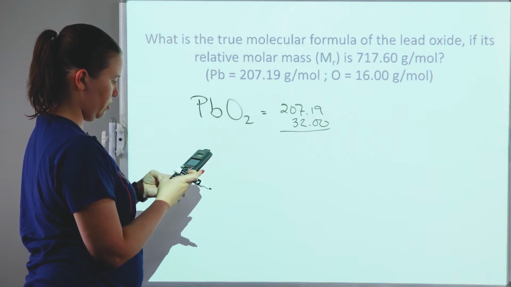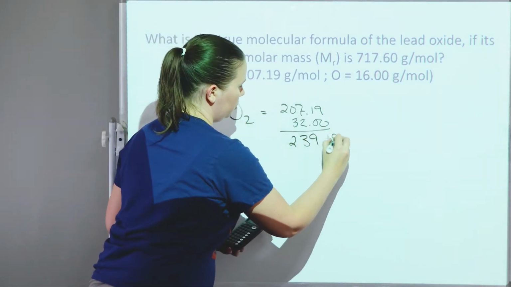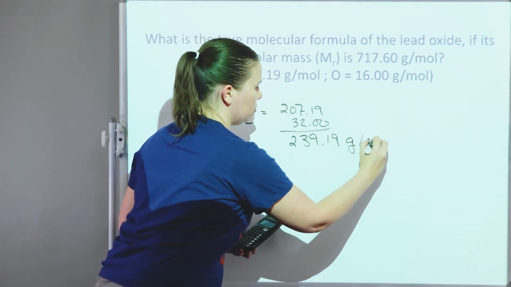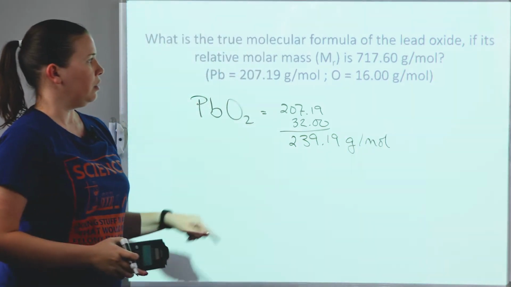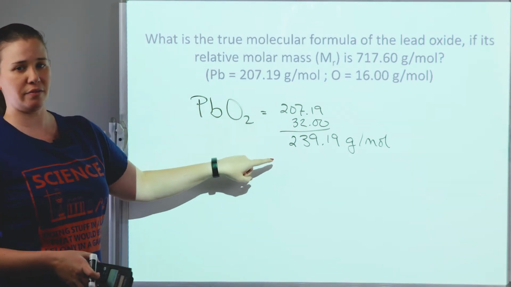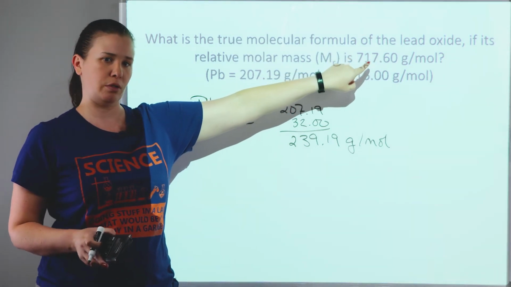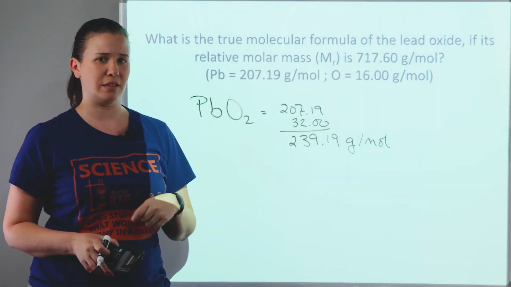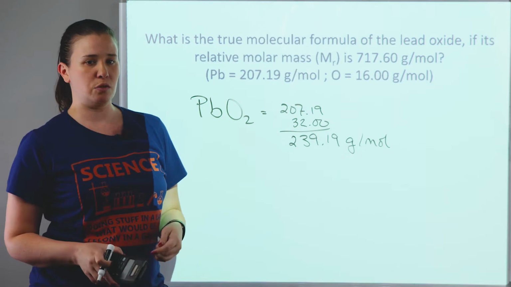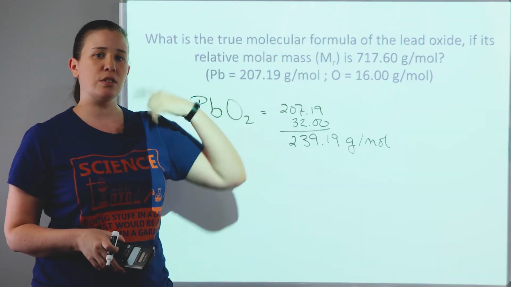207.19 plus 32, we get 239.19 as its molar mass, so it's grams per mole. Now, if just one lead and two oxygens has a molar mass of about 200, could it possibly be the answer for the true molecule with a molar mass of 717? No, definitely too small. But to go from empirical to molecular, we just need the multiplier.